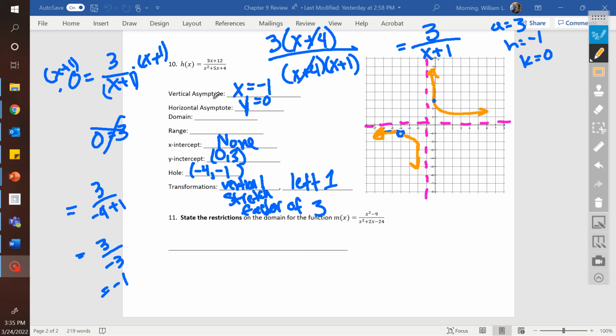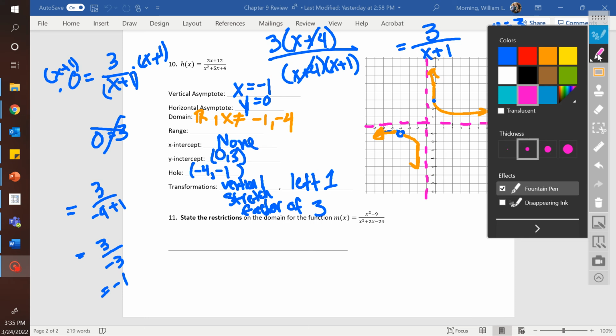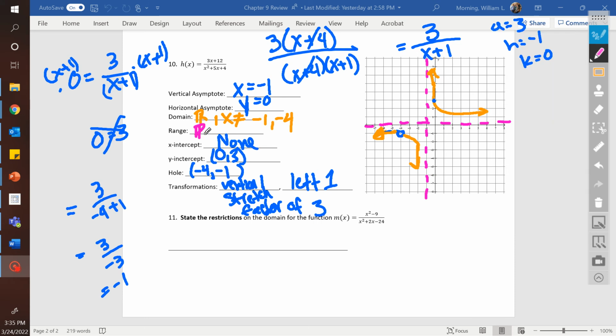Our domain is everything except for the asymptote and the hole. So x cannot be -1, and x can also not be -4, because that's where the hole is and that's where the asymptote is. Those are the values that make the denominator equal to 0. Our range is everything except for, once again, the hole and the asymptote. So y can't be 0, y also can't be -1, because that's where the hole is, right here.